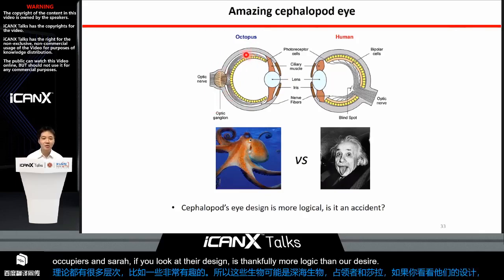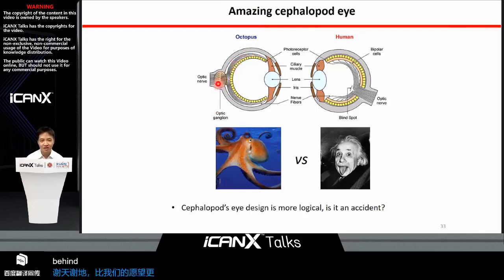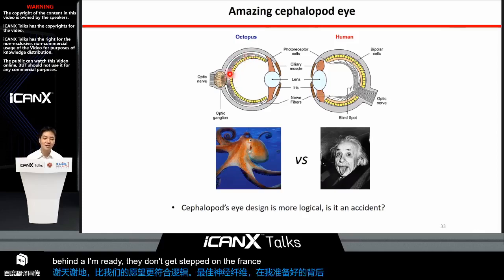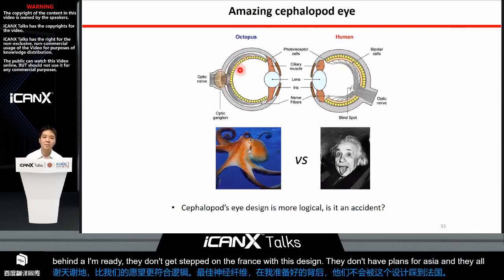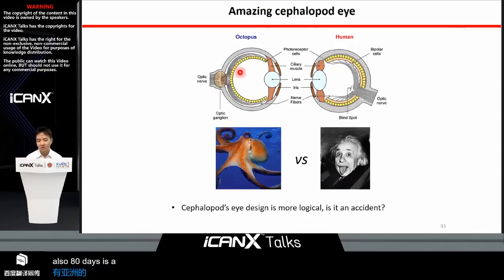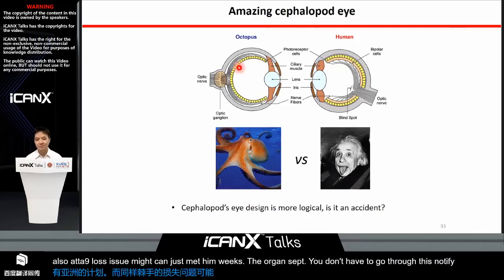The optical nerve fibers are behind the retina, so the photoreceptors are on the front side. With this design, they don't have the blind spot issue, and they also mitigate this light loss issue. Light can directly reach the photoreceptor. It doesn't have to go through the nerve fiber layer.